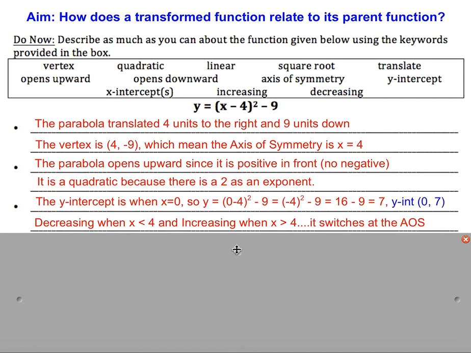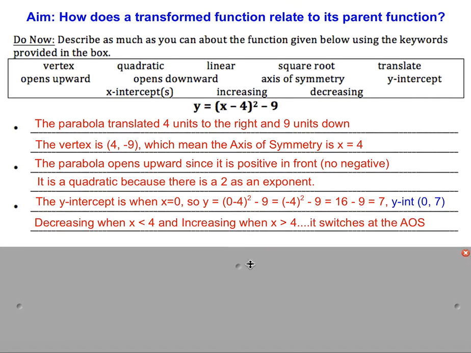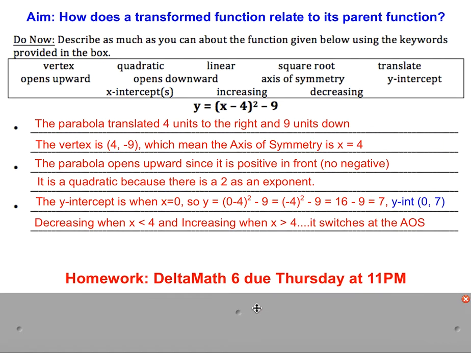And then the increasing, decreasing. So the axis of symmetry is where it changes from increasing to decreasing. So it's decreasing for every x less than 4, and then increasing for every x greater than 4. It switches at the axis of symmetry.